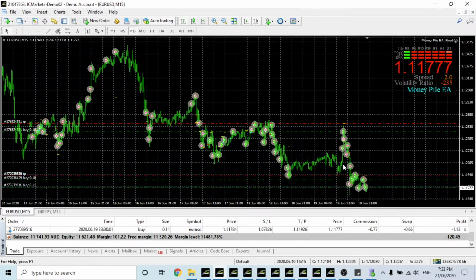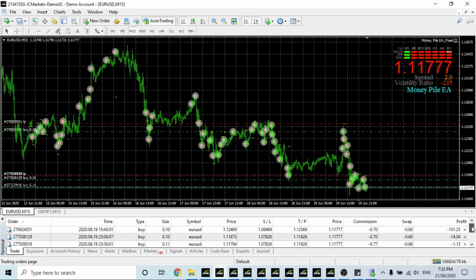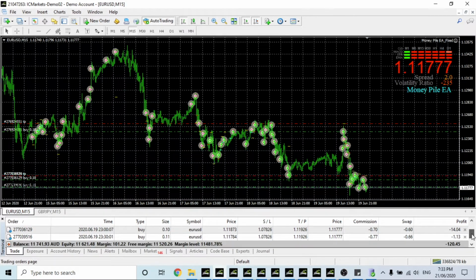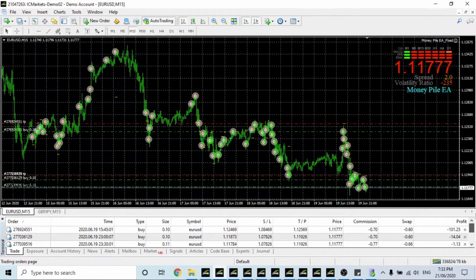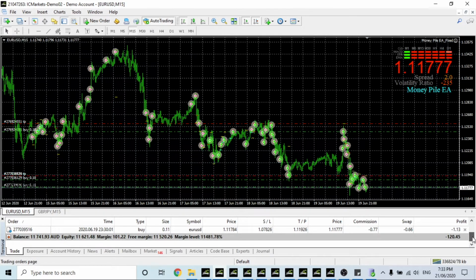Quite good results with Moneypot running a high lot size, which I don't think I've ever done, because I haven't really tried running EAs with bigger equities to see how they'd go. But I'm quite surprised. It hasn't done anything silly yet. We're not down $1,000 or $2,000 or $3,000. We're only down 120. So I think that's really good.